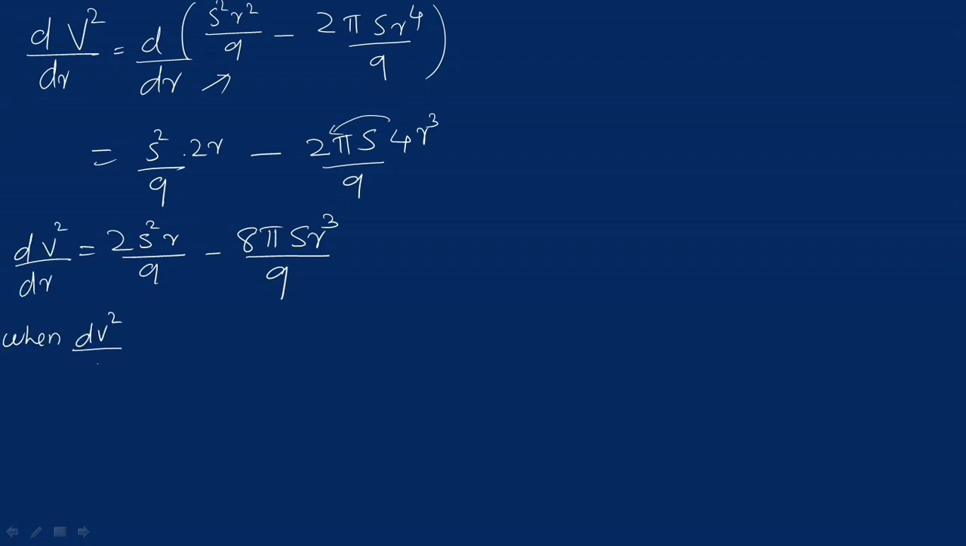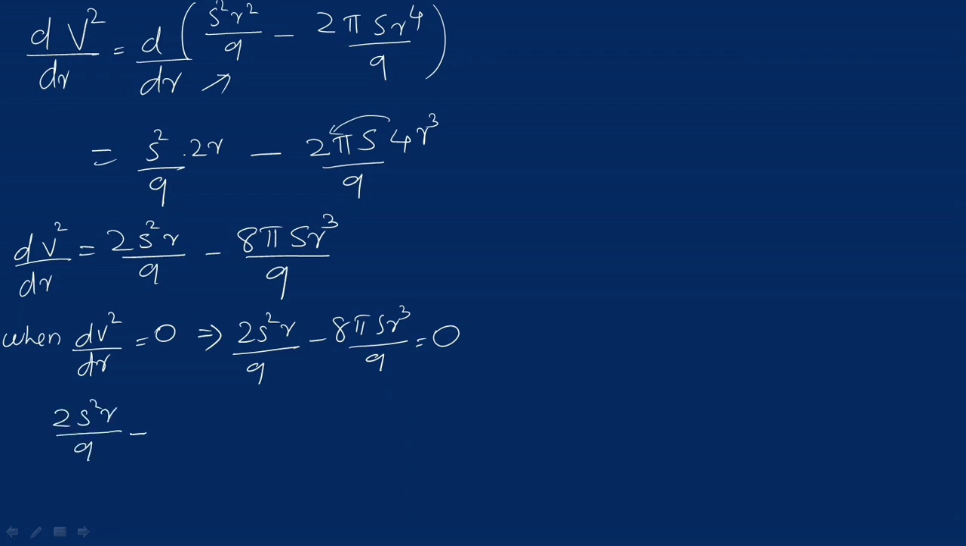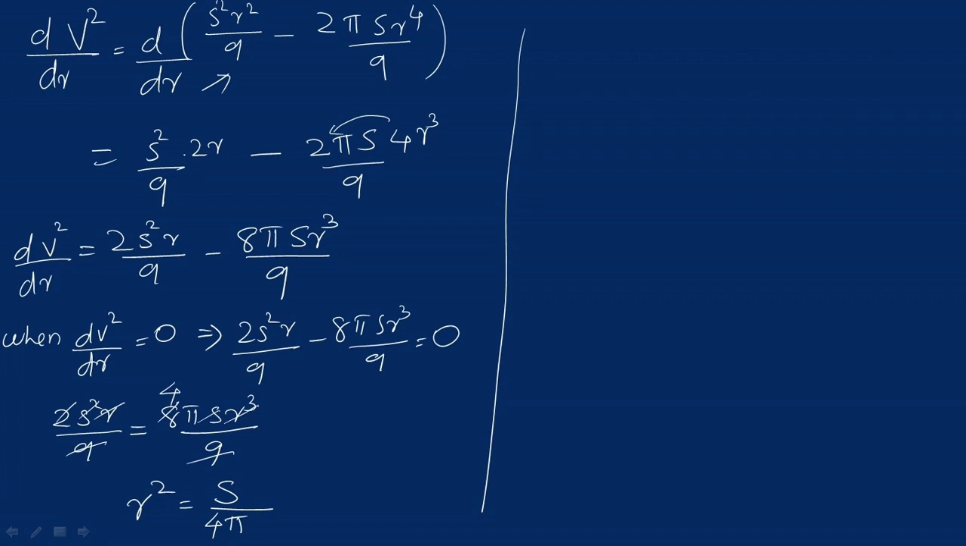When d by dr of V square is equal to 0, we can write 2 S square r by 9 minus 8 pi S r cube by 9 is equal to 0, or 2 S square r by 9 is equal to 8 pi S r cube by 9, taking the term to the right side. Cancelling the terms, 9 and 9, and 2 and 8 leaving 4, and S and r, we have the remaining r square is equal to S by 4 pi.